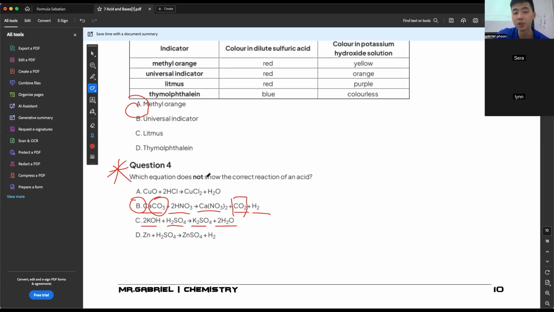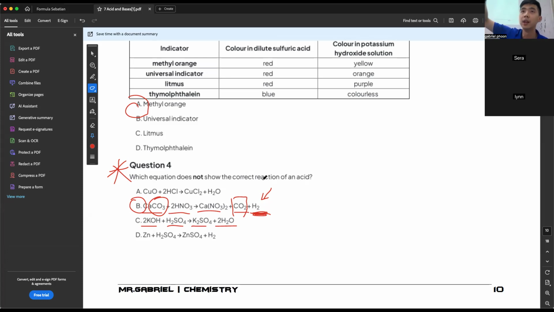I told you from the CO3, it will split into CO2, right? But right now, the only missing component is the water. It's not supposed to produce hydrogen gas. So it's very important that you know. Actually, most of the time you don't need to know what most of these salts are. In fact, I don't know what most of these salts are. But the trend is the important one, guys.